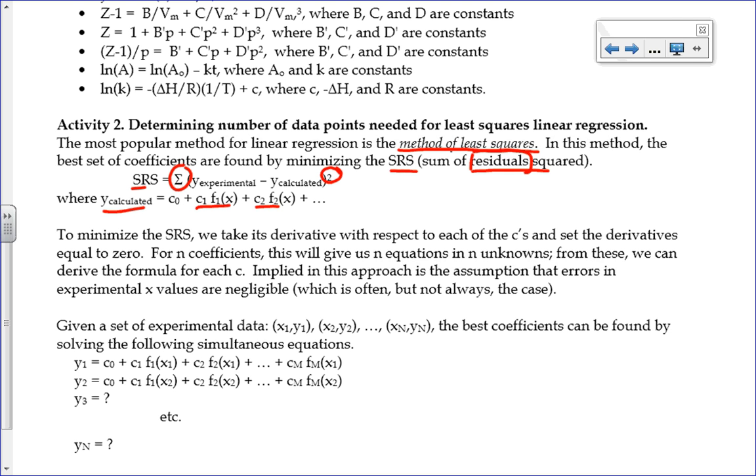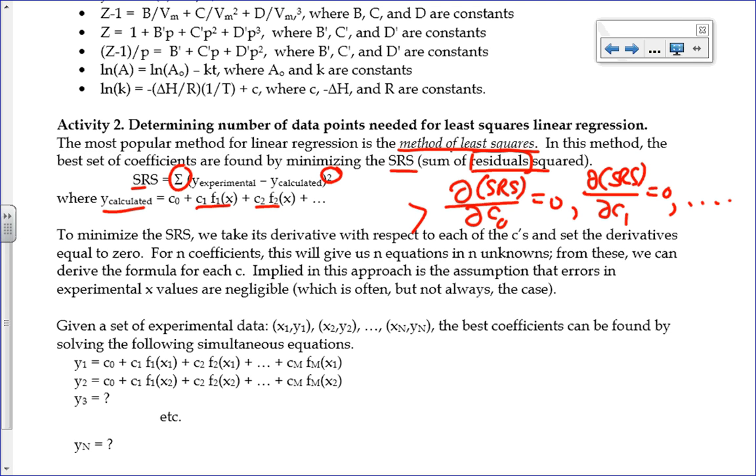So if you minimize that, how do you minimize something? Take the derivative, right? So in this case, you take the partial derivative of SRS with respect to C0, set that equal to 0. Take the partial derivative of the SRS with respect to C1, set that equal to 0, and so on. And you can derive the formula for C0, C1, and C2, and so on for the best fit. We're not going to do that. Excel does that for us automatically, so we can determine those C's. So we just use Excel as a black box.